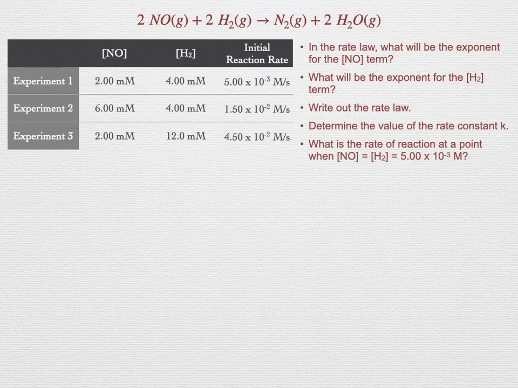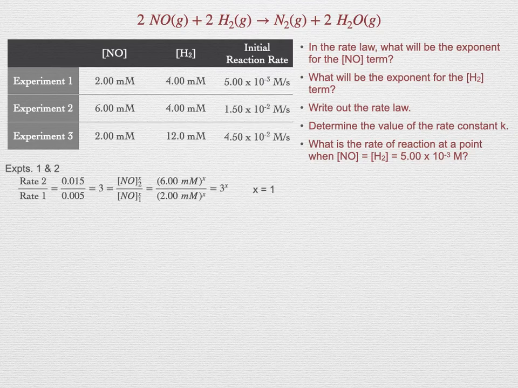With these kinds of questions, first find the exponents. Find two experiments where only one component is changing, and compare the change in reaction rate to the change in concentration. In this case, experiments 1 and 2. Notice that the H2 concentration is constant. At the same time, the NO concentration is tripled from 2 to 6. And the initial rates? Now watch the exponents in the scientific notation carefully, but the rate goes from 0.005 to 0.015 molar per second. Now that is a threefold increase. Concentration triples and the rate triples. The NO exponent must be 1.